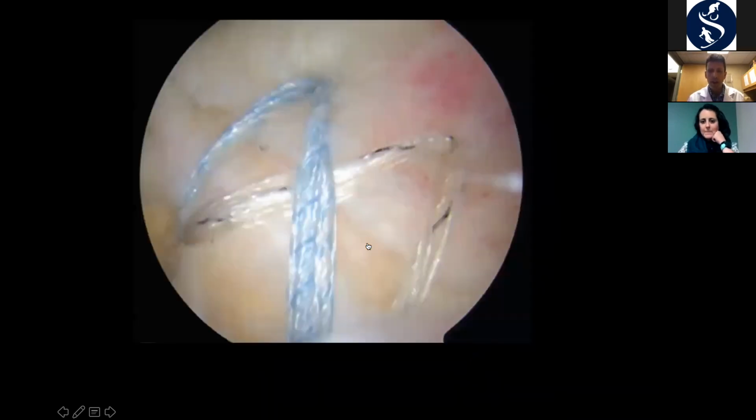So this is the kind of after picture. So the anchors are in the bone, and then the tendons bridge across the tendon, and they hold the tendon down to that exposed bleeding bone, and then the tendon will heal into that bone.